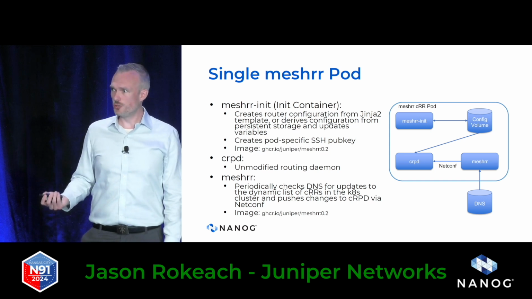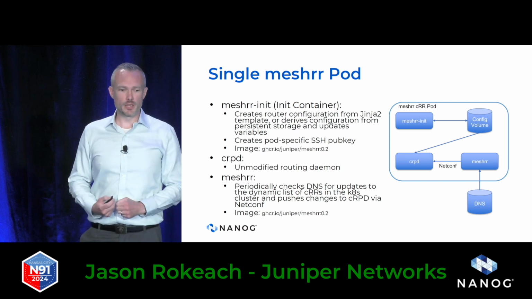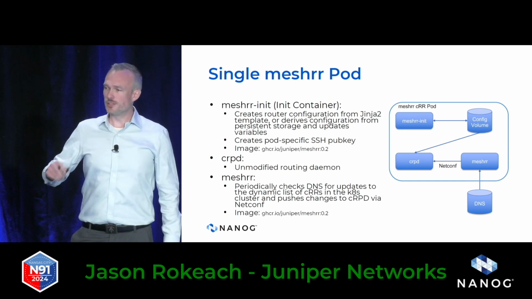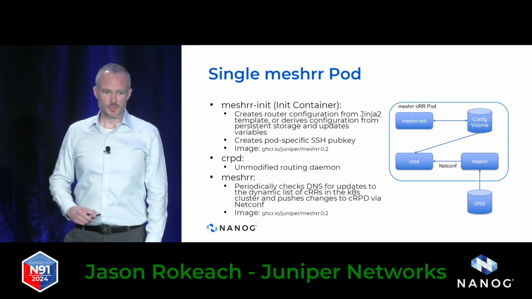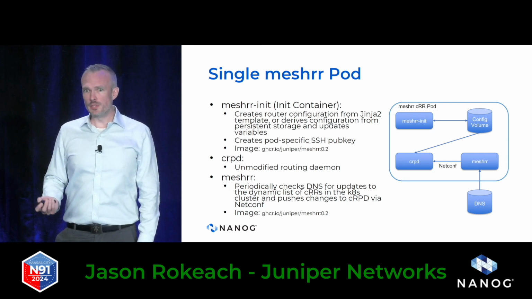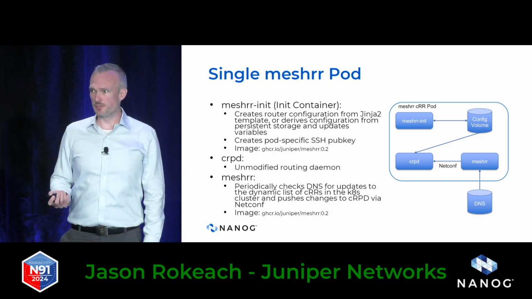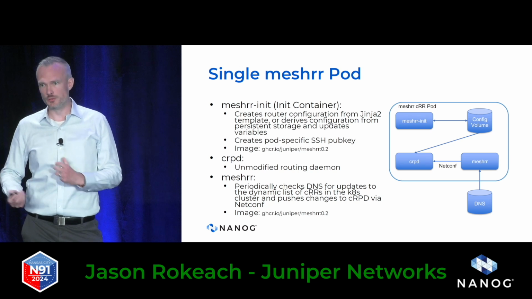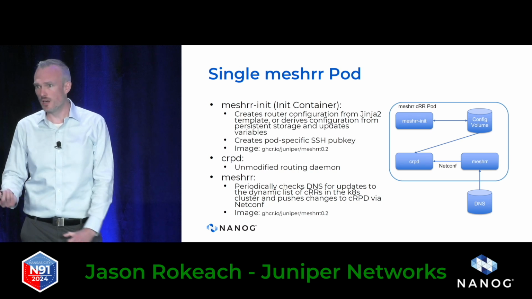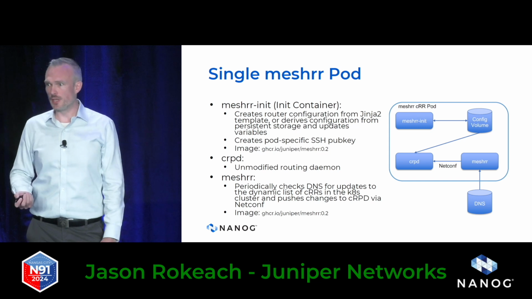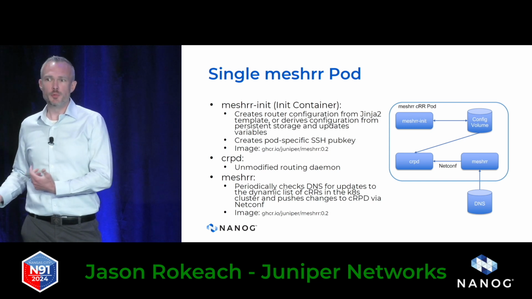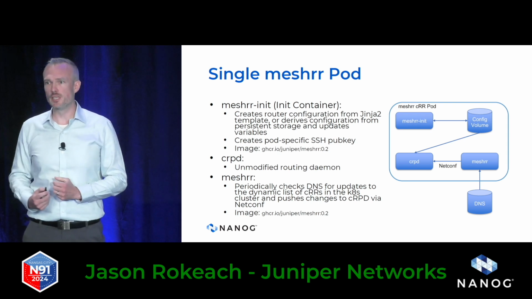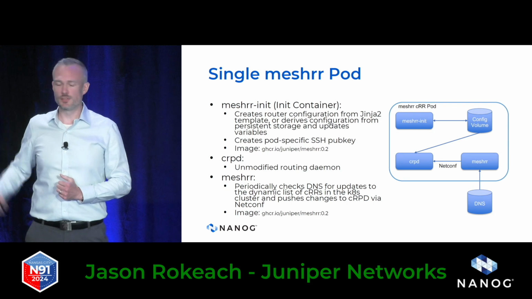Specifically, it's taking a Jinja 2 template and variables that are relevant to this specific pod and creates configuration, saves it to a config volume. One of the things that we do in this step is we create a pod-specific SSH public key. Because we're still using routing daemons that we're used to operating via SSH and netconf, we need to provide a means of authenticating. So in this environment, we actually create a pod-specific SSH public key, private key pair, and we push that to this config volume.